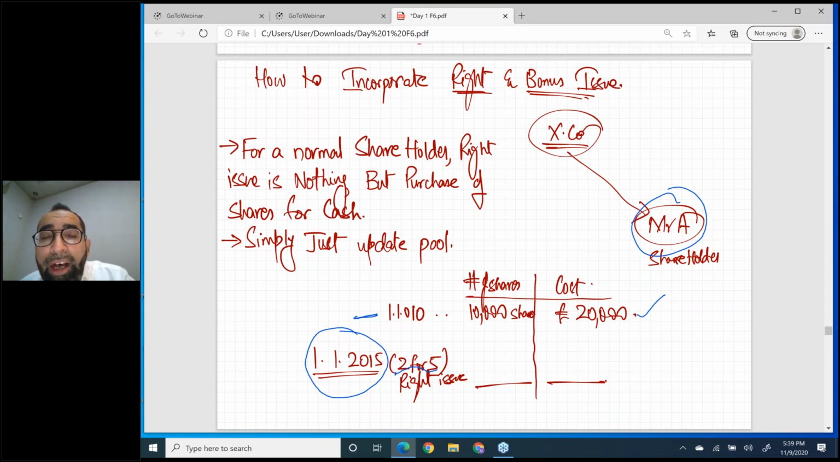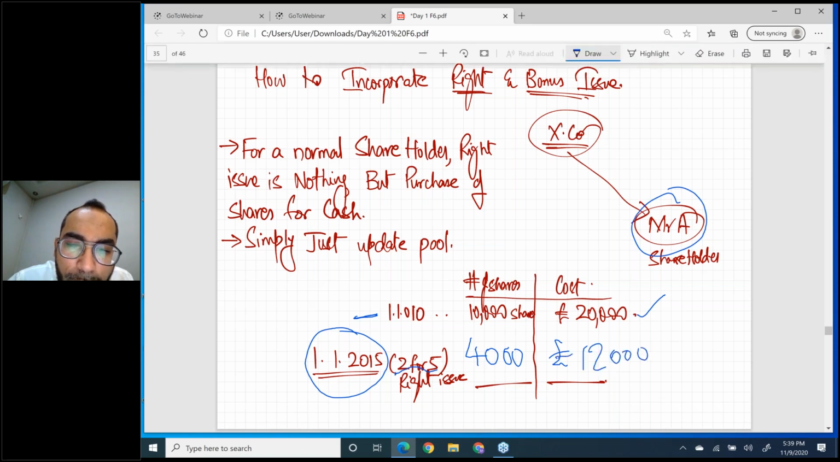Now how will you incorporate this in your exam? You already have 10,000 shares. 10,000 times 40%, new shares will be 4,000 shares. And obviously we all know that a rights issue is not a free issue. You have to pay for it. So for example, you paid £3 per share. So you bought 4,000 rights shares, multiplied by 3 is 12,000 pounds. So here you will write 12,000, and you'll update the pool.